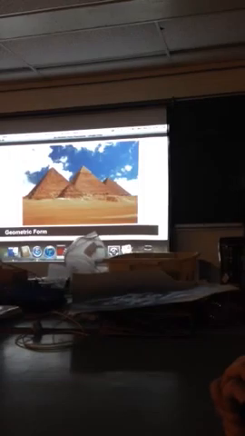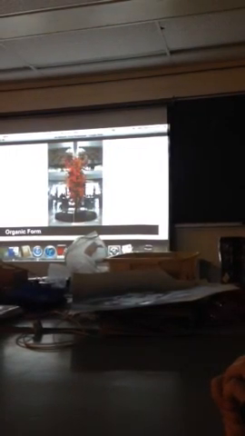Here's another example. This is an example of an organic form. This sculpture is in the Milwaukee Museum of Art. It's pretty cool. Basically, it's made up of different random organic shapes. They don't have a well-defined edge. It's not a geometric shape.